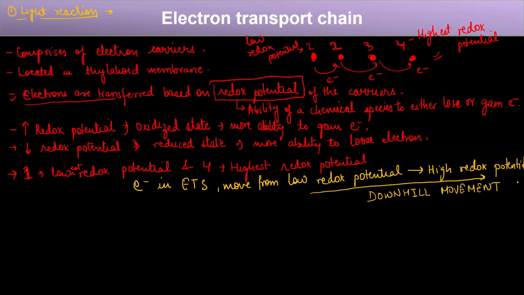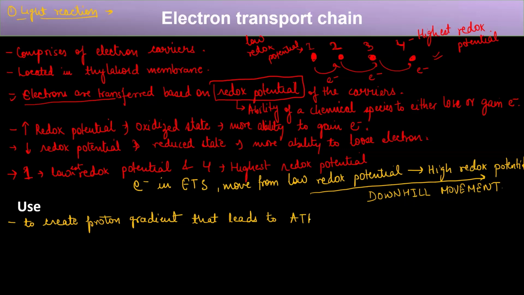Okay. Now, this is about the electron transport chain. What is the use of this electron transport chain? So the use is to create a proton gradient. What does proton gradient mean? The difference in the level of protons. So it is used to create proton gradient, and that leads to ATP formation.